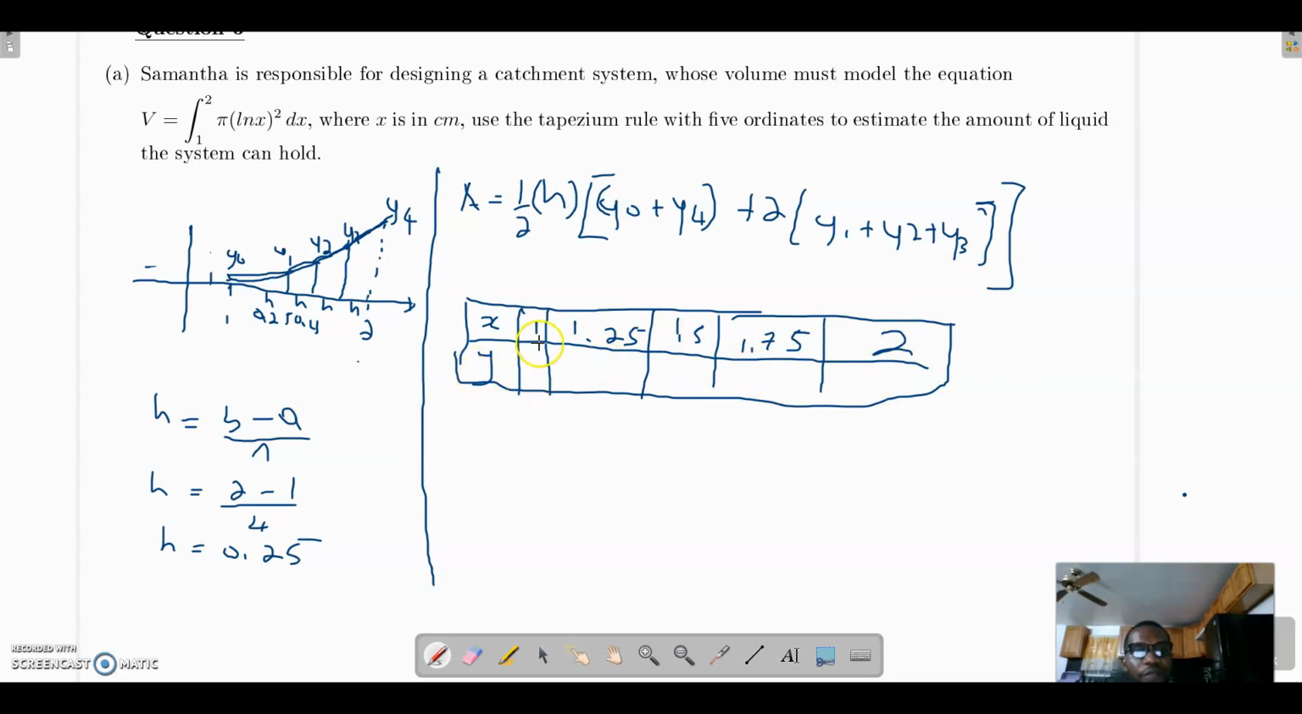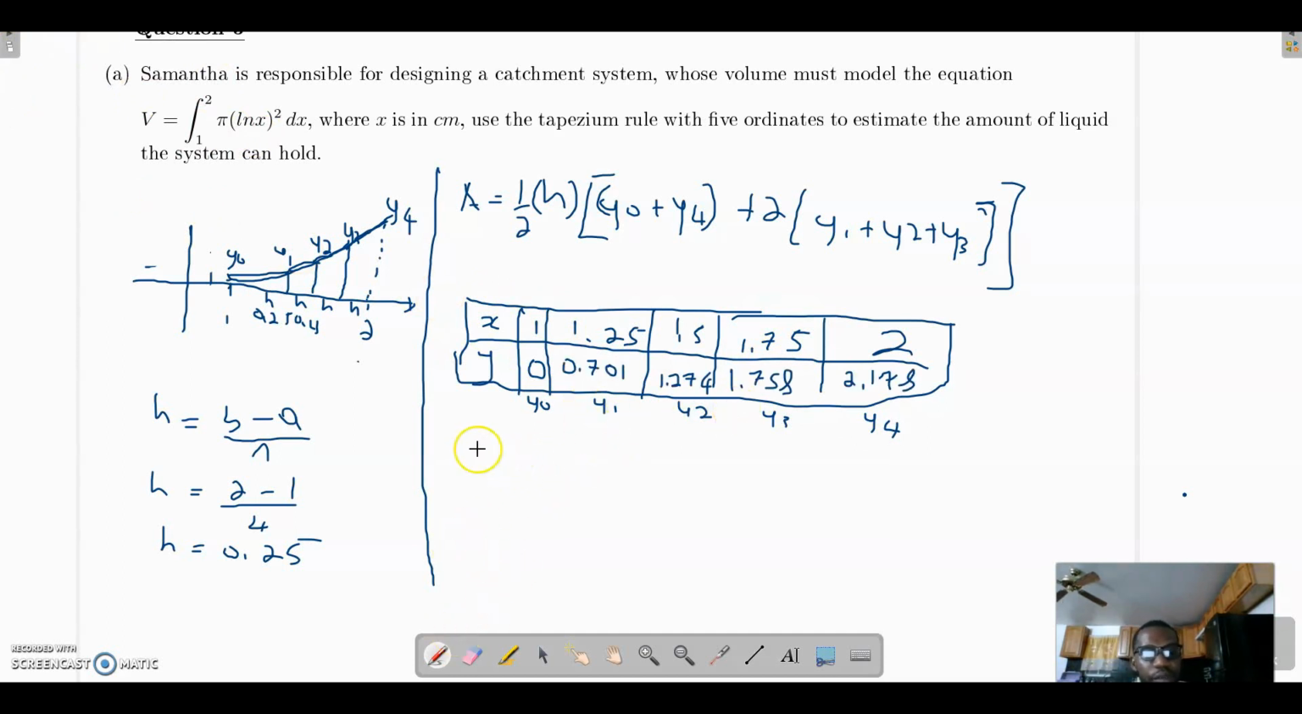Now, to get the y value, we simply use a function. So we're going to plug 1 into this function here in the place of x. So you're going to have ln 1 is 0, squared times y. So this is really going to be 0. Now let me show you what comes out of this. This is your y0, y1, y2, y3, and y4. So using a calculator, you're going to plug the rest of the values inside of your function and round off to the required number of decimal places. So we use a calculator to populate the table.